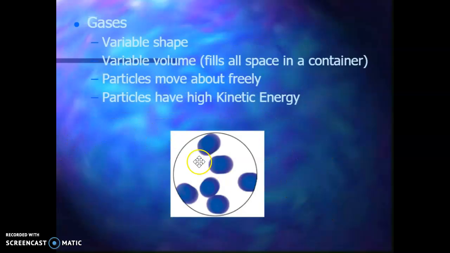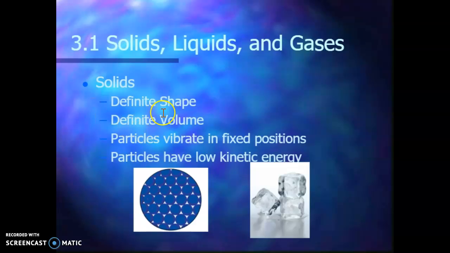The last one, which is the complete opposite of solids, would be gases. Unlike solids, gases have a variable shape. They take the shape of the space that they're in. And unlike solids and liquids, gases have a variable volume. They can fill all the space of a container, or they can condense to the size of a container. So you can condense a lot of gas in a small area, or gas can spread itself out and fill up a whole room even. It just depends on how big the container is. So the volume and the shape vary, whereas with solids, the shape is definite and the volume is definite. So they're the complete opposite.